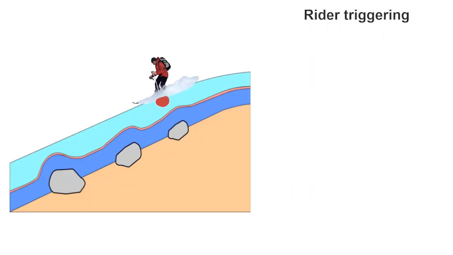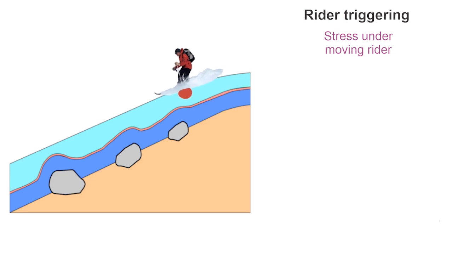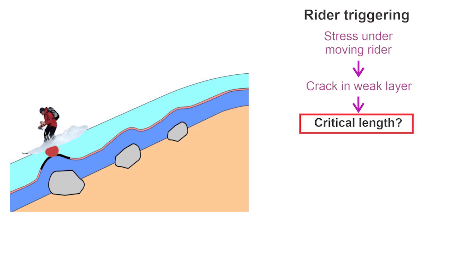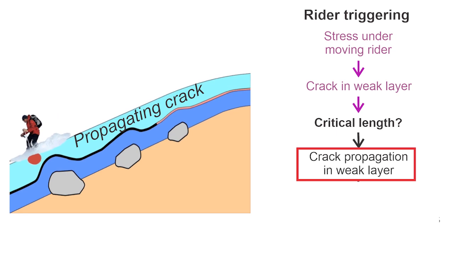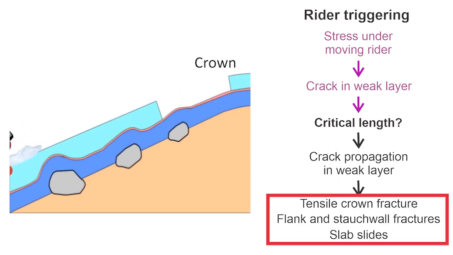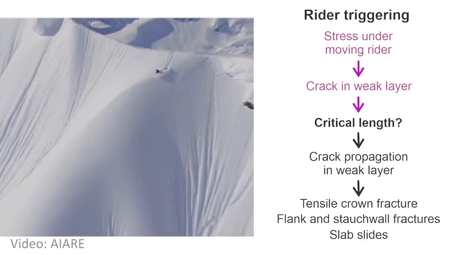Let's look at the stages of dry slab avalanche release and focus on rider triggering. The moving rider stresses the upper snowpack, as shown by the red bulb. A brittle crack, shown in black, starts in the weak layer under the rider. If the crack is long enough, it propagates in the weak layer away from the trigger point. The crown and other boundaries of the slab fracture, and the slab slides down slope. Now let's look more closely at these stages.